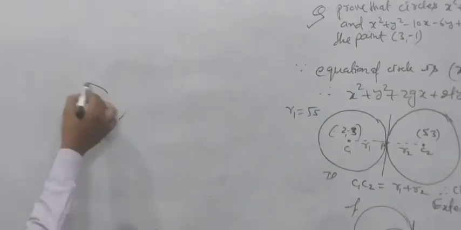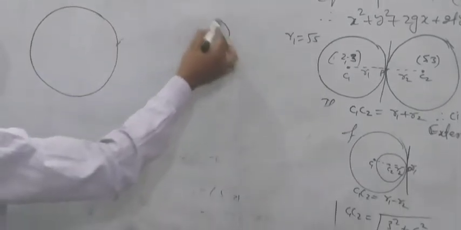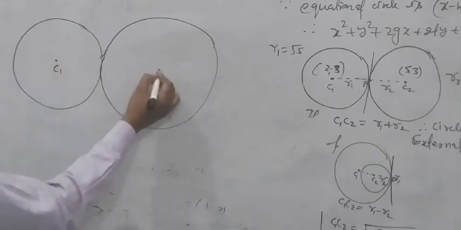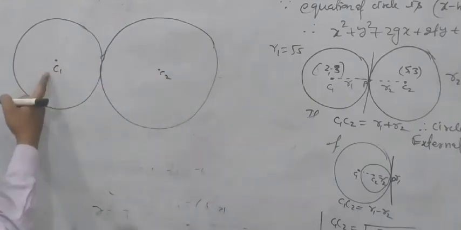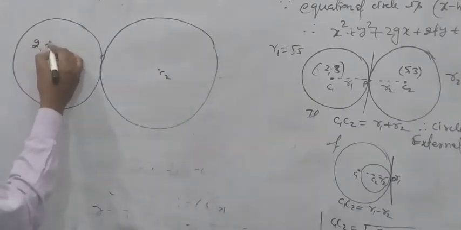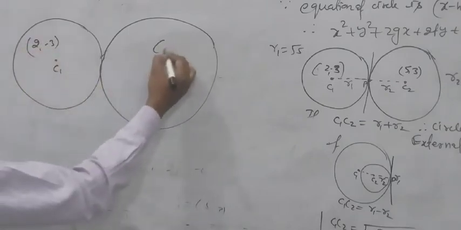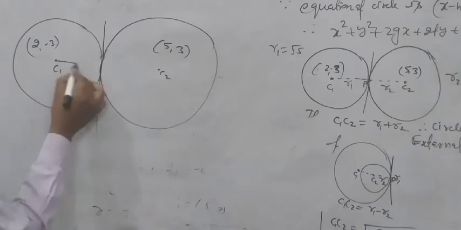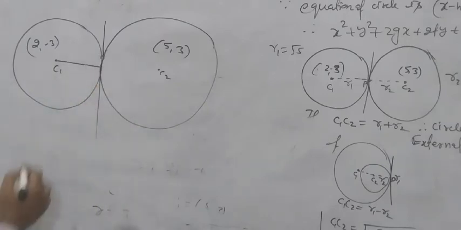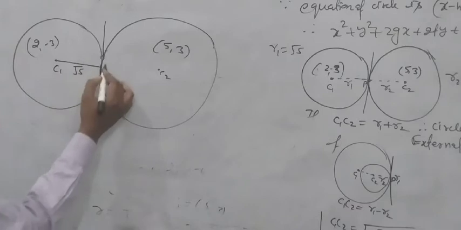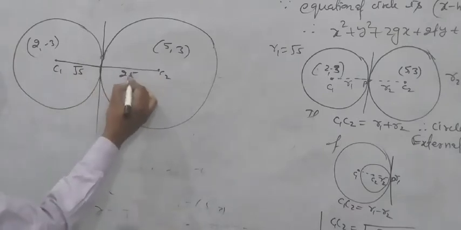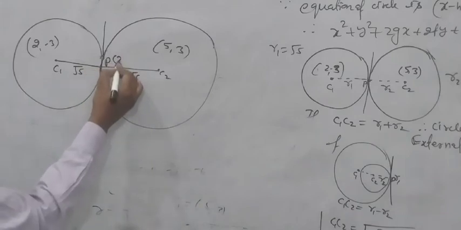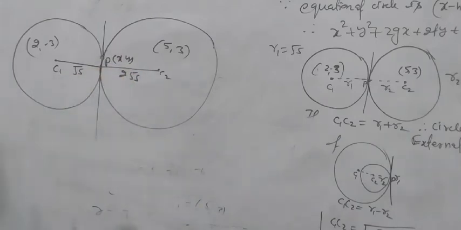Suppose here, first circle, second circle, centers C1, C2. What is the coordinate of C1? (2, -3). Coordinate of C2 is (5, 3). And here the radius is under root 5, and this is 2 under root 5. Then this is point P. Let P be (x, y). Understood? x comma y.